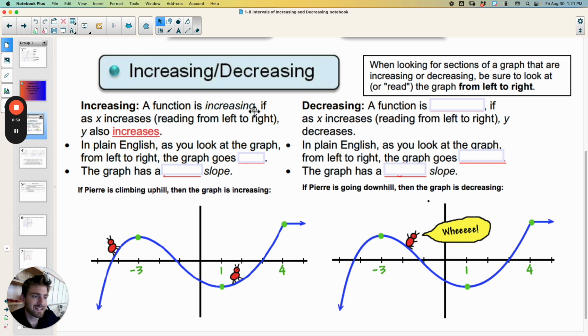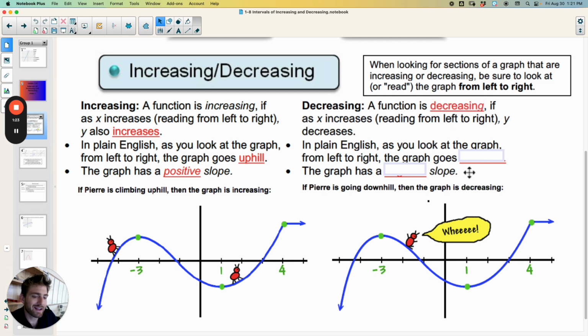A function is increasing if as x increases, reading from left to right, y also increases. So really what that means is that if you look at a graph from left to right, the graph looks like it's going uphill, and the graph is going to have a positive slope. Okay? And similarly for decreasing, it's just going to be the opposite.